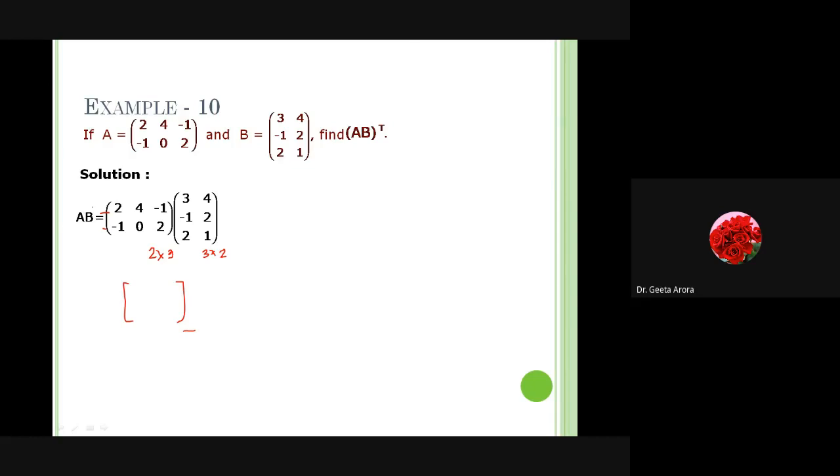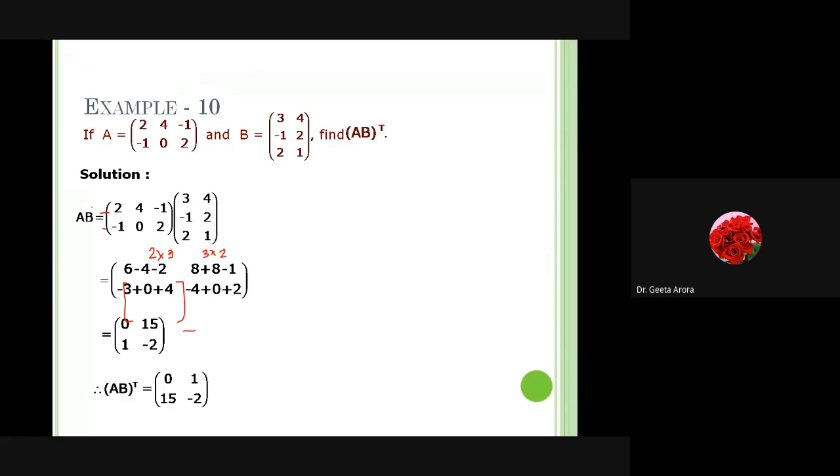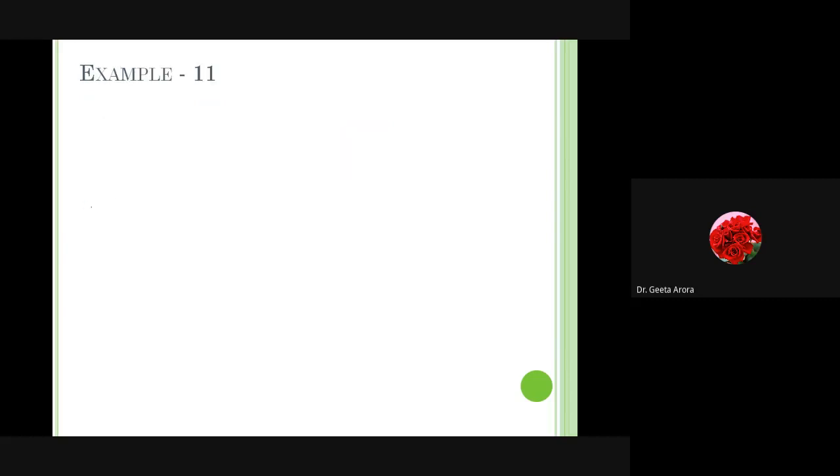So obviously it is 2 cross 2, and if we see these are the elements, we are getting 0, 15 and 1, minus 2 as the product of AB. And the transpose is coming as: 0, 15 was there in the row, so we have written it in the column. Similarly, 1, minus 2 is there in the row and we have written it in the column. So this is AB transpose. Okay. Let's start with the next one.